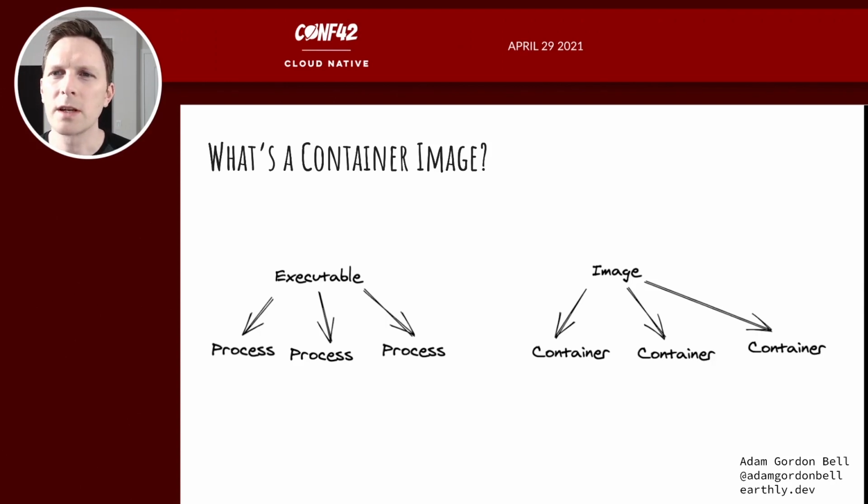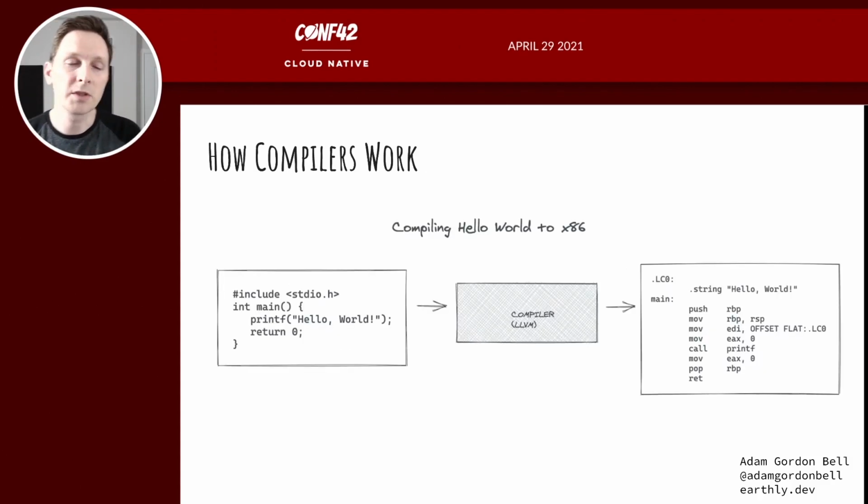You could imagine a virtual machine fitting in this as well. An image is like a VM image, and a container is like a running VM, except that when you make changes to a running VM, you can save them back to the image. With a Docker image, they are immutable, so any changes that happen while it's running won't actually affect the image. So that executable turns into a process, but how do we get that executable? To get the executable, we use a compiler.